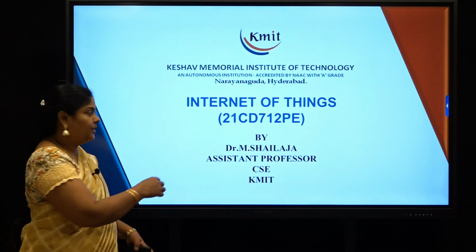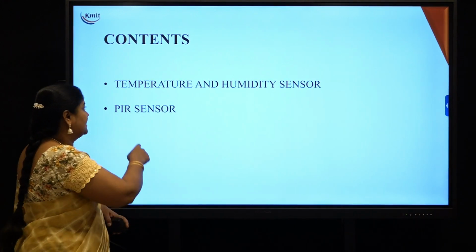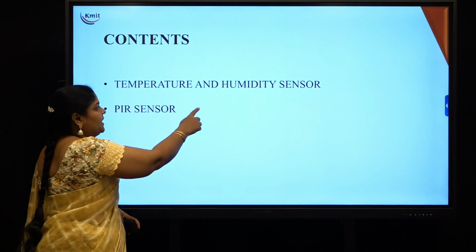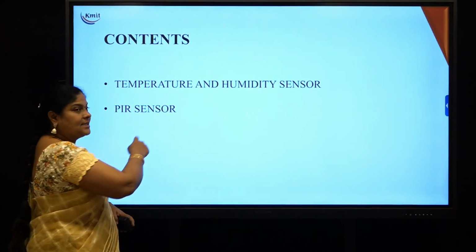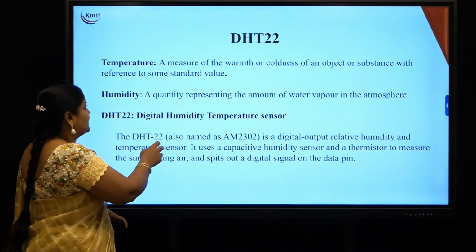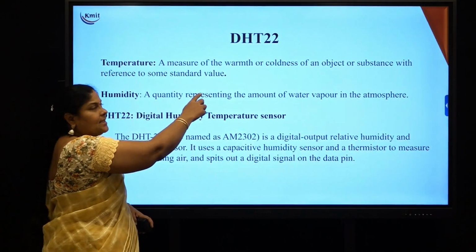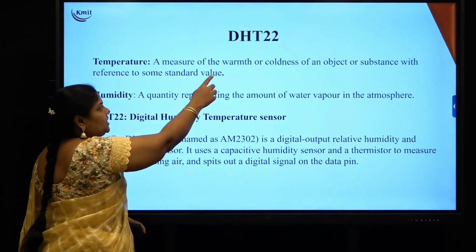Next unit in unit 2 is about sensors. So in this session we will see temperature and humidity sensor, and next is PIR sensor. So first, temperature and humidity sensor, it is called as DHT22.